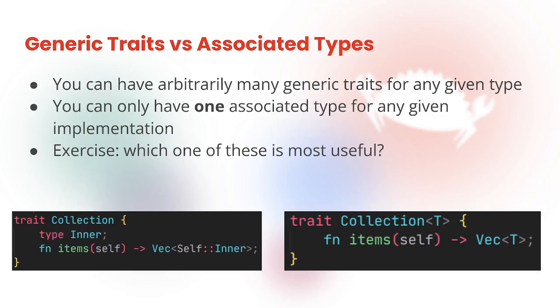And this is very similar to the Iterator trait in Rust, which is also using an associated Item type.